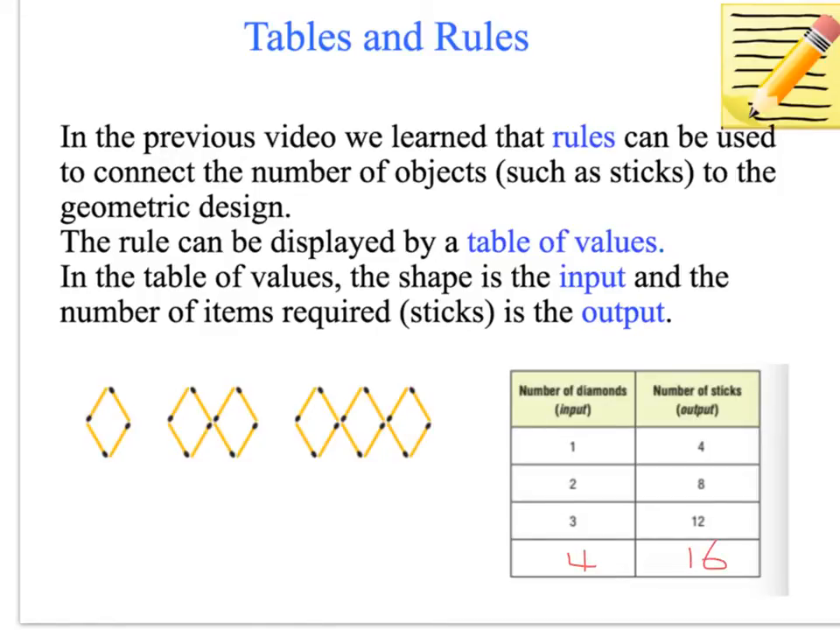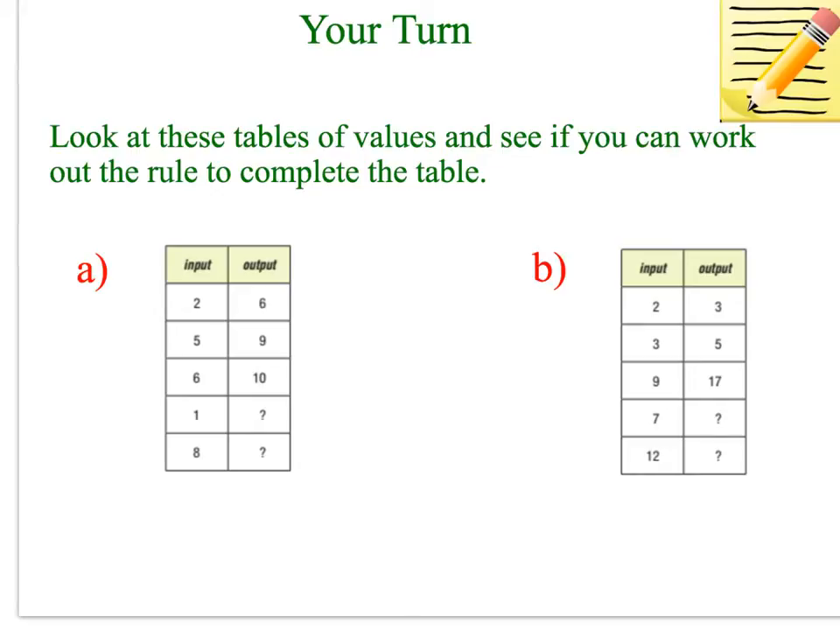Therefore we know that the rule is... I'm going to write the rule. The output equals the input multiplied by 4. So this column here, the output, equals whatever the input is multiplied by 4.